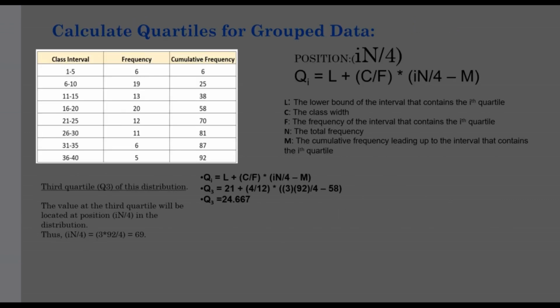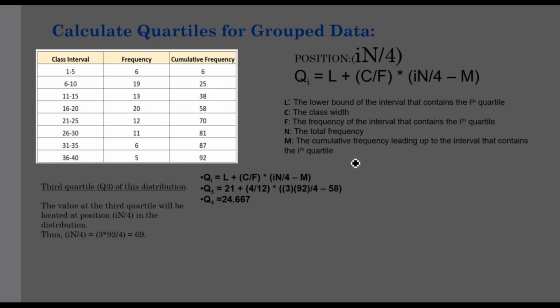Let's go with an example. Here there is a class interval 1 to 5, 6 to 10, up to 36 to 40. Frequency is also given. We want to find the cumulative frequency. Here the cumulative frequency up to 5 is 6, up to 10 is 6 plus 19, that is 25, 25 plus 13, that is 38, 38 plus 20, that is 58, 58 plus 12, 70, then 81, 87 and 92. So the total number here N equals 92.